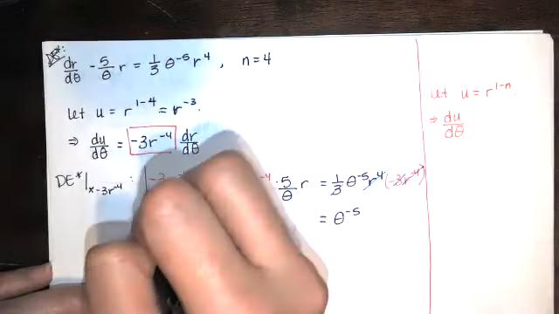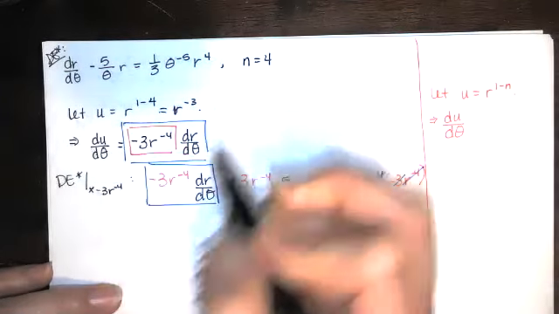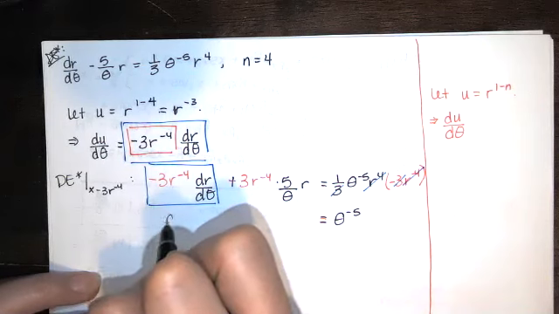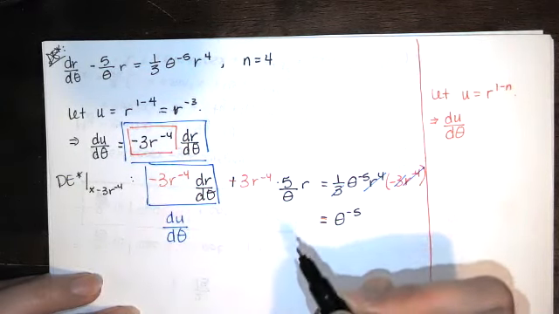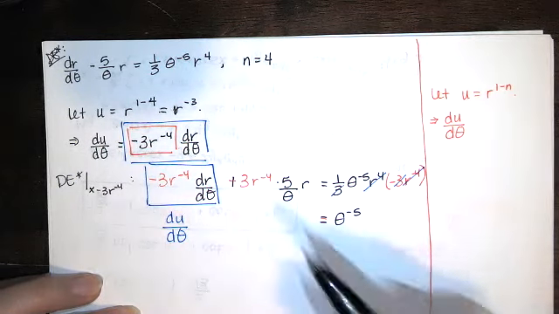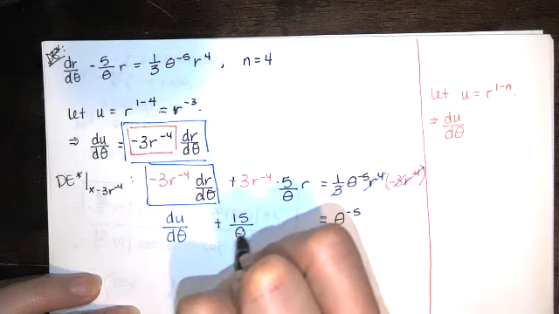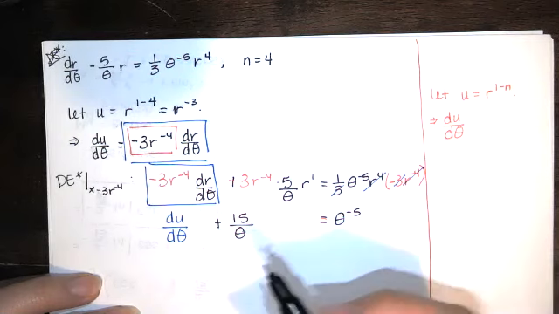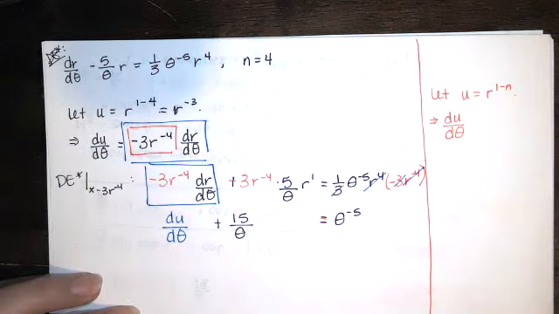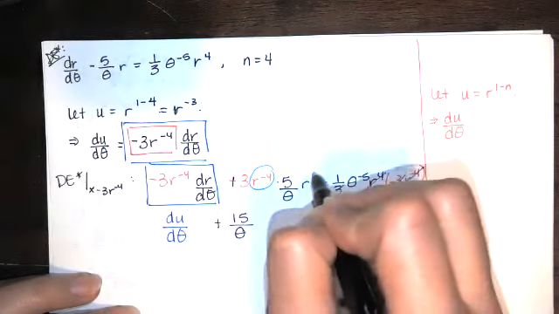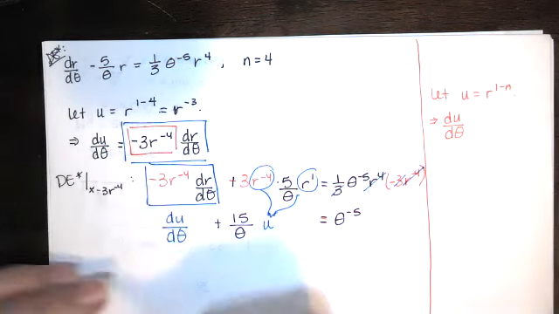By design, this whole piece is du/dθ. Those are the same thing, so I can replace this with du/dθ. And then here I've got 3 times 5, which is 15, divided by theta. And r to the negative 4 times r to the 1st is r to the negative 3rd, and r to the negative 3rd is u. And we end up with this.